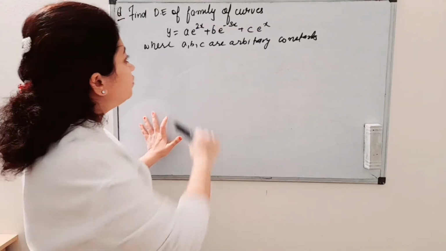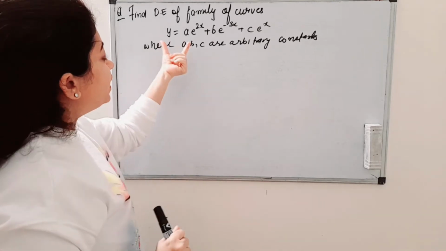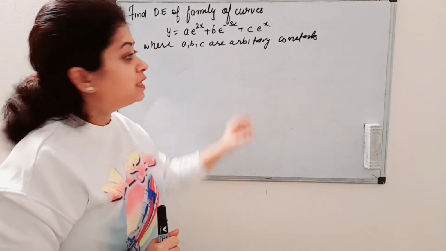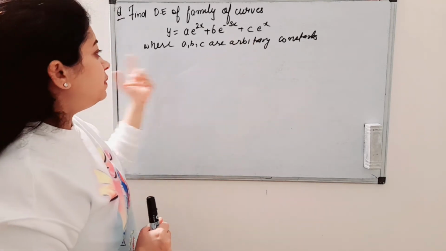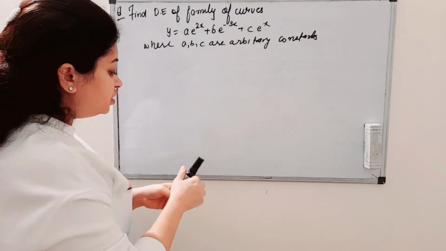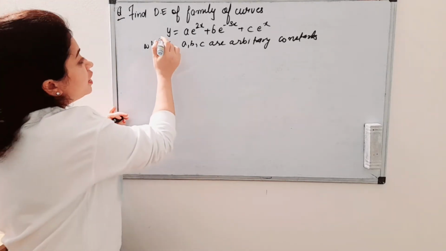So now we have this family of curves y is equal to a e raised to power 2x plus b e raised to power minus 3x plus c e raised to power x, where a, b, c are arbitrary constants, and we need to form our differential equation with the help of this.